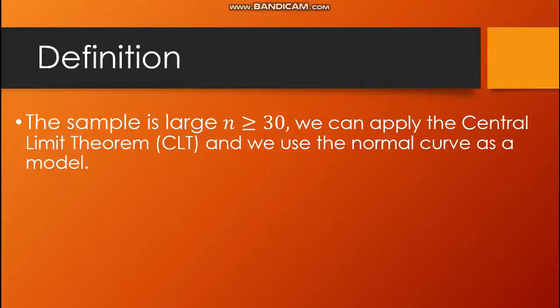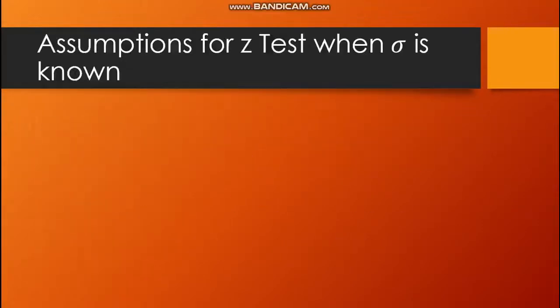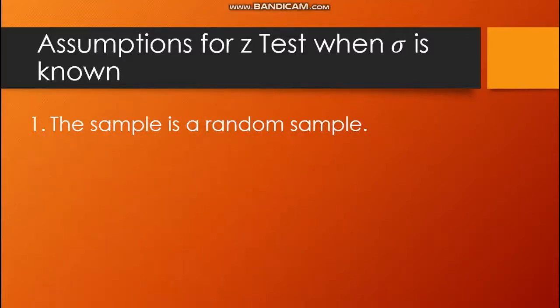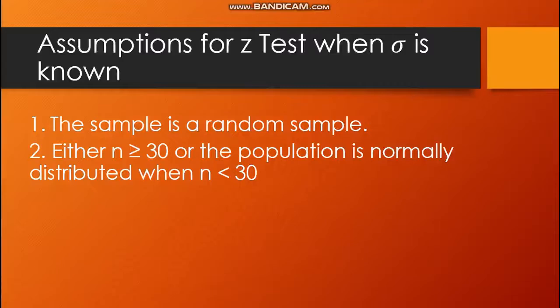And as I've said earlier, kapag hindi naman given yung sigma, pwedeng gamitin din yung sample standard deviation as an estimate of the population standard deviation kung sakaling unknown yung ating sigma. But for now, gamitin natin dito z-test kapag given yung population standard deviation and t-test kapag unknown yung ating population standard deviation. And we have here the assumptions for z-test. Inuulit ko, the sample is a random sample to either n greater than or equal to 30, and if n is less than 30, dapat population is normally distributed.